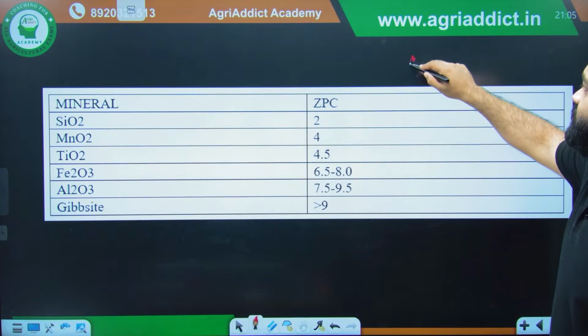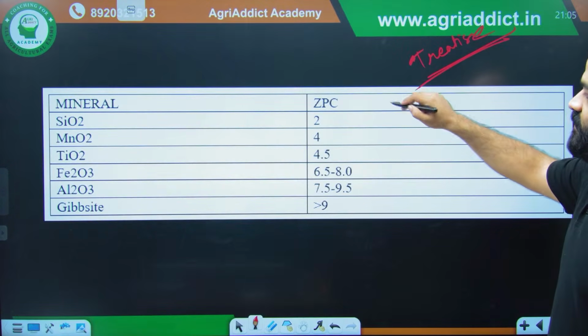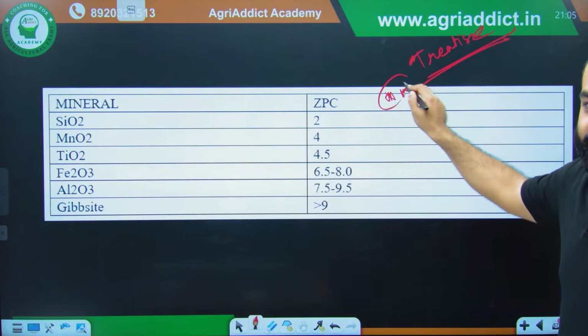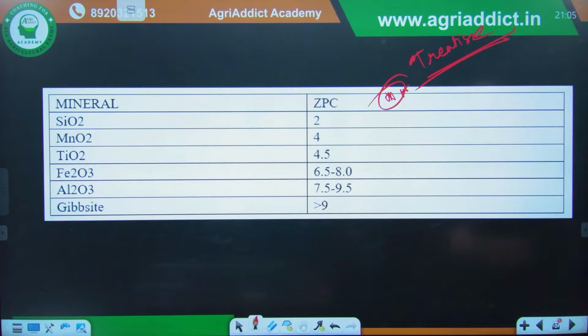This table is from the treatise. There is nothing much to explain here. You have to remember this. All right. This is very, very important. You can have many questions from this. This is extremely important. That is why you have to remember. All right.